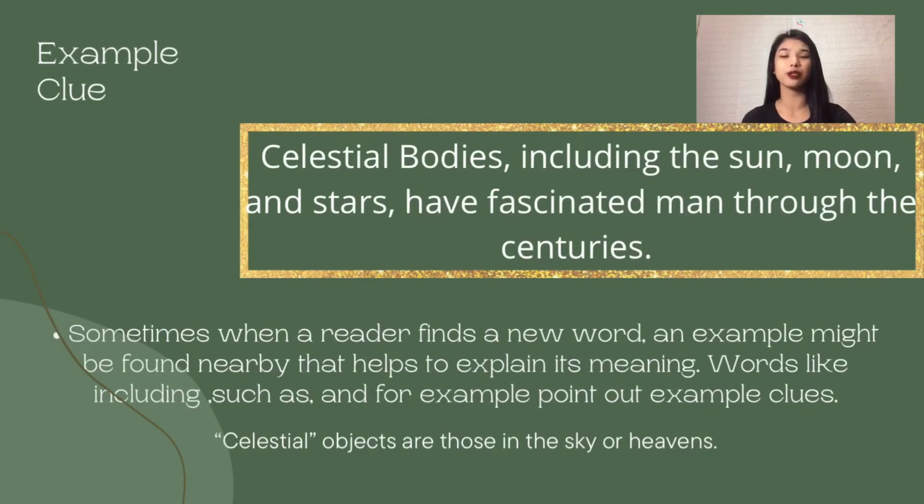Next we have example clue. Sometimes when a reader finds a new word, an example might be found nearby that helps to explain its meaning. Words like including, such as, and for example point out example clues. For example, celestial bodies, including the sun, moon, and stars, have fascinated man through the centuries. Celestial here are the objects that are in the sky or heavens.